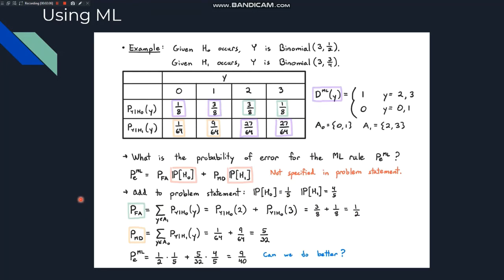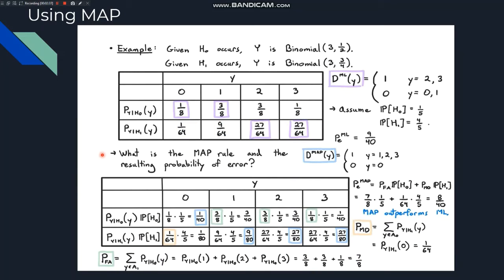Now probability of miss is the opposite. That is, we are considering it to have not happened given that it had happened. So sum over y belongs to A0 of P of y given H1. So here we are taking the A0 region, and substituting the values, we get 1 by 64 plus 9 by 64, which is equal to 5 by 32. Calculating probability of error, we get probability of error is equal to 9 by 40.